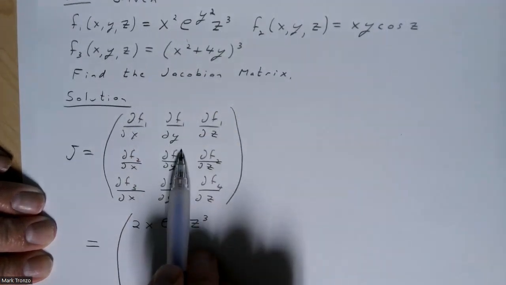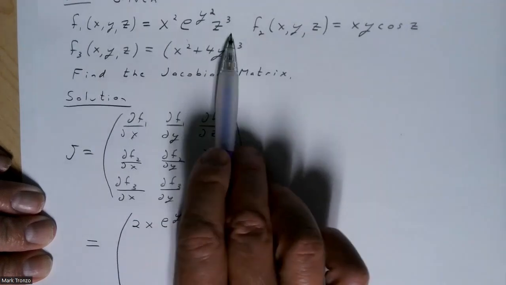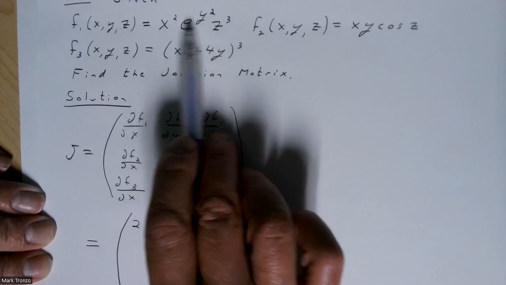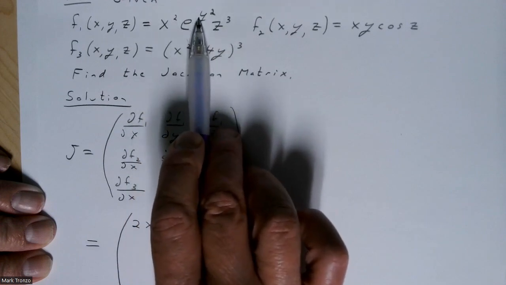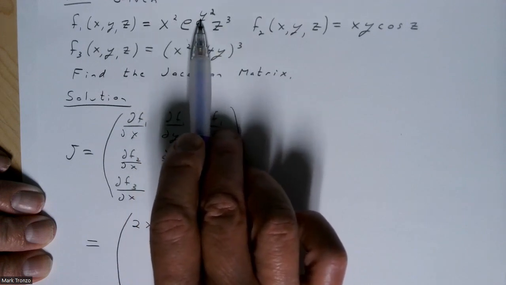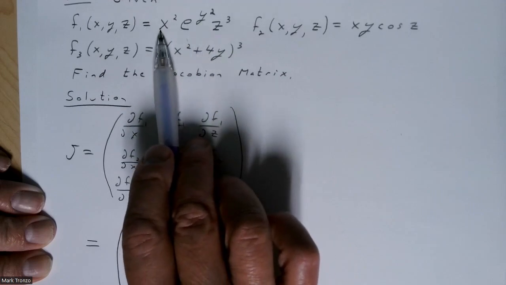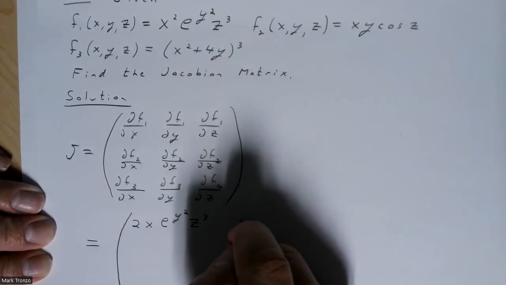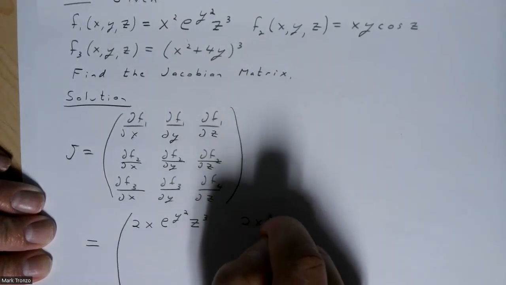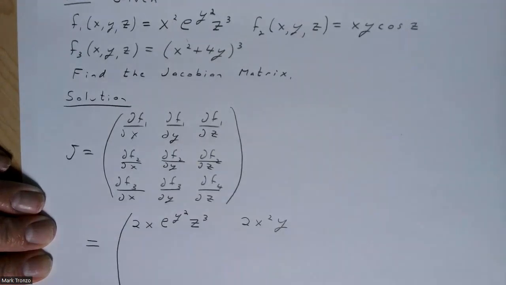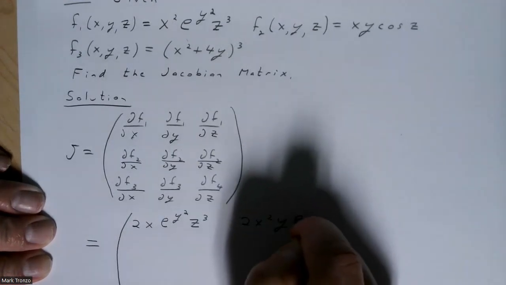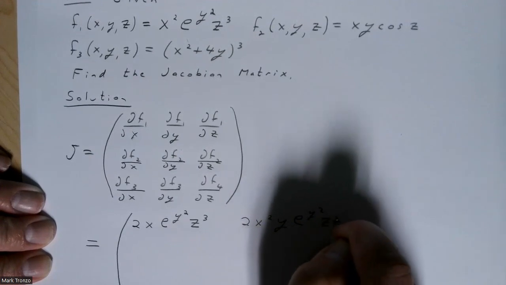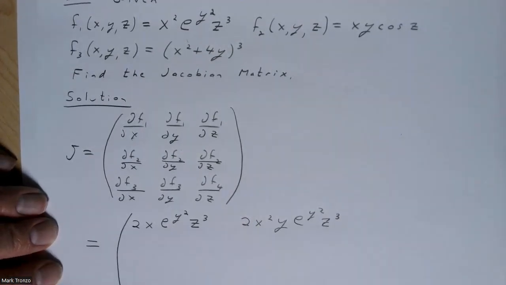Then derivative of this first function again. Remember, with respect to y, everything else is going to be constant. So the 2 is going to go out in front. It'll be 2y when we take the derivative of that exponent. And so I'll call that 2x squared y. It'll look a little bit nicer that way. 2x squared y e to the y squared z cubed, like this.